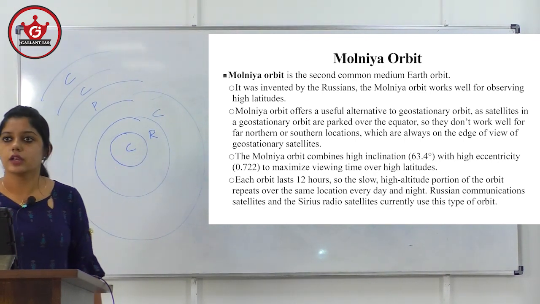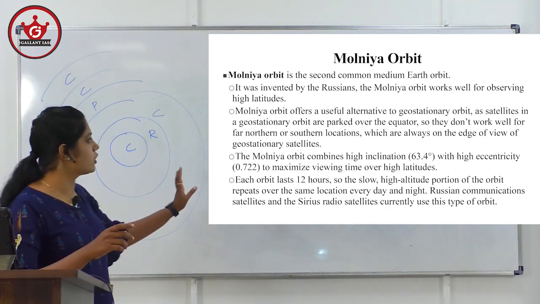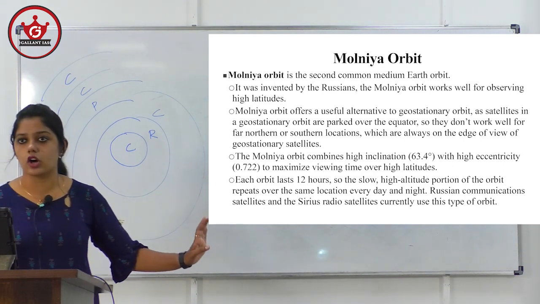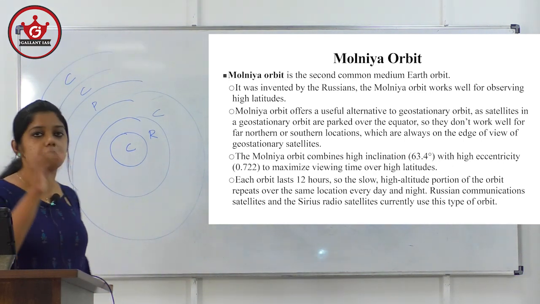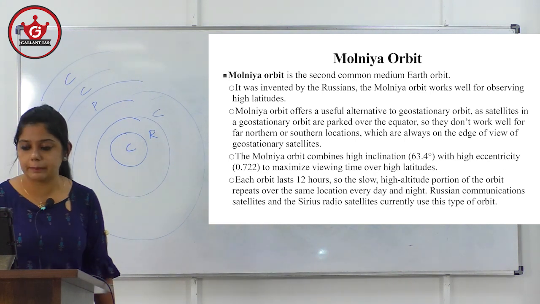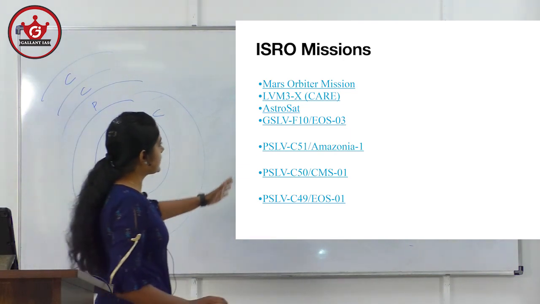Geostationary is mostly used for equator-related things. We have an orbit called Molniya orbit. Very important, Russia invented this orbit. It is a medium Earth orbit. It was in the news, that is why I have included it. Important. Moving on further.